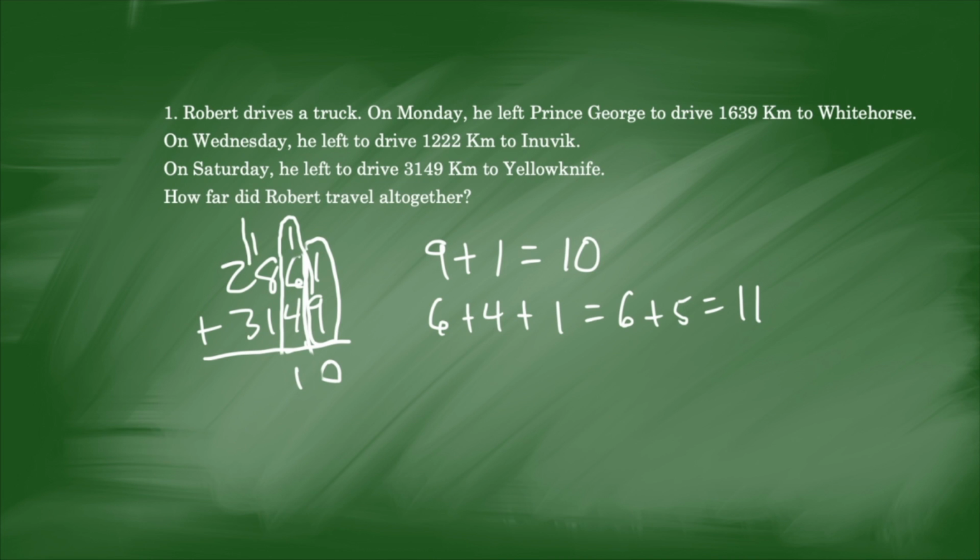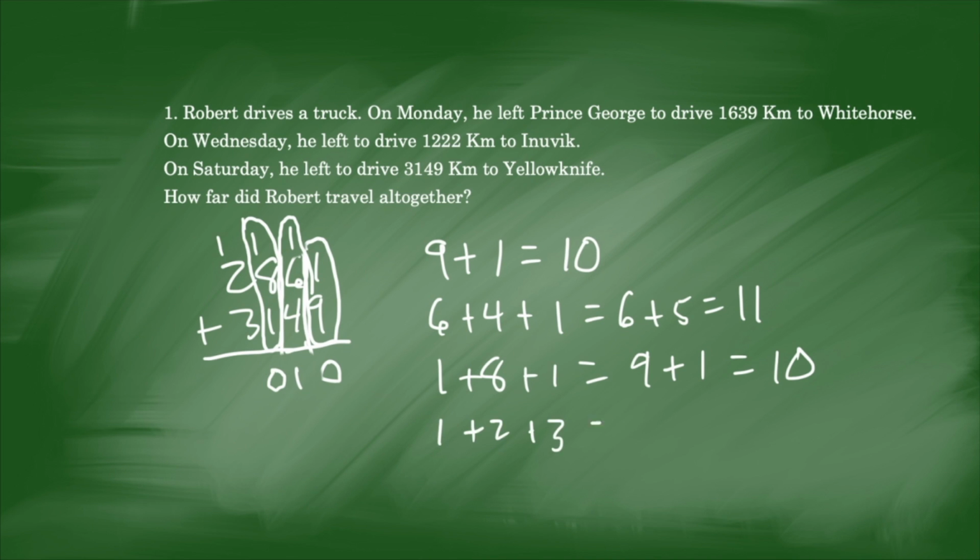Now we have to deal with the 100 column, which is 1 plus 8 plus 1. Which is 9 plus 1, which is 10. So again, we have to carry over. Finally, we got 1 plus 2 plus 3, which we saw before, gives us 6. So, altogether then, Robert had to travel 6,010 kilometers. Returning the units so that we understand what we're talking about, because the whole point of addition requires concepts.